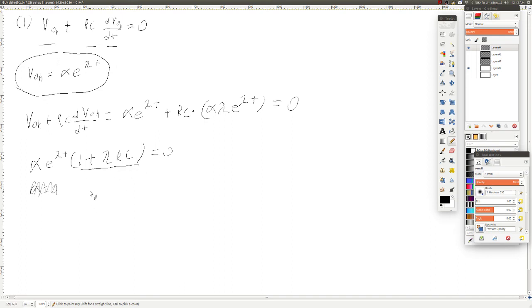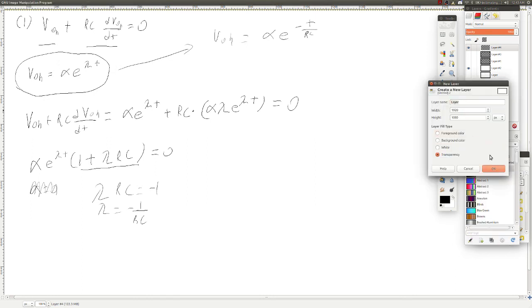So let's subtract 1 from both sides, and we get lambda RC is equal to -1, which means that lambda is equal to -1 over RC. And there we go. We've solved for lambda such that this guess can actually work. So we'll move on saying that the homogeneous term is equal to alpha e to the negative t over RC. Cool. Let's move on to the particular solution.